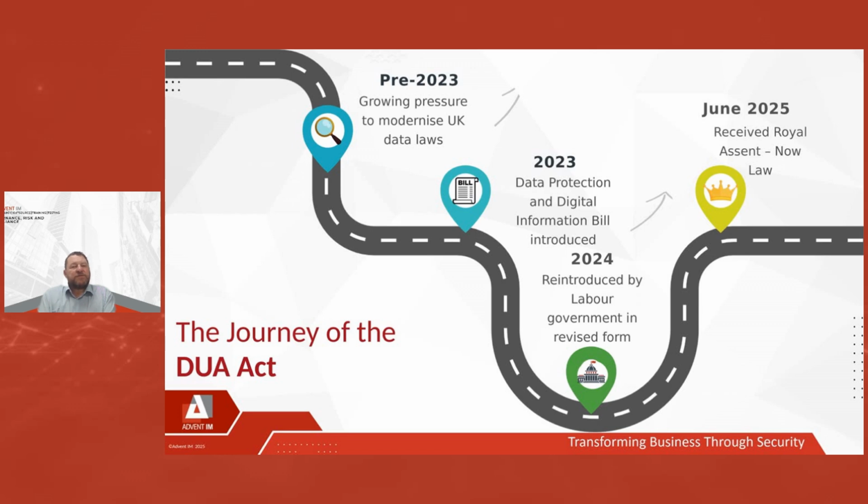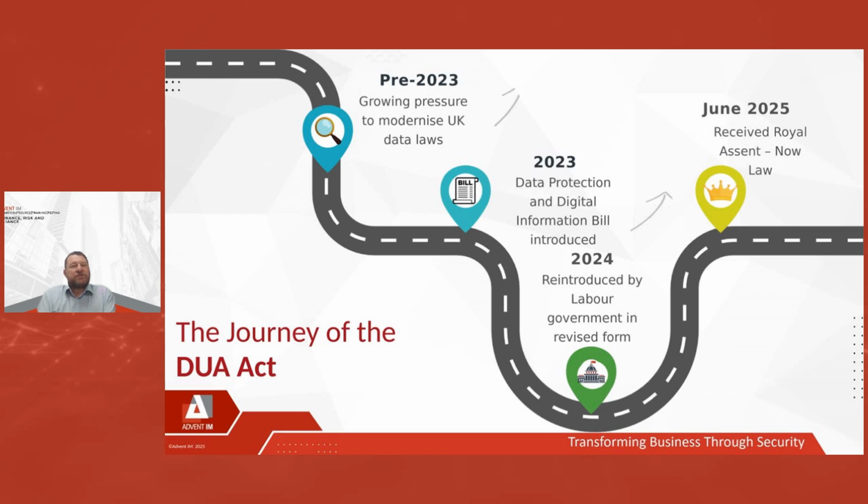So under the last Conservative government, there was growing pressure to make changes to our data laws. The complexity here being that we wanted to make those changes whilst also maintaining our adequacy with the EU. Adequacy meaning that we are considered to be an adequate state with adequate protections for data protection and therefore could continue to have free movement of data around the EU.